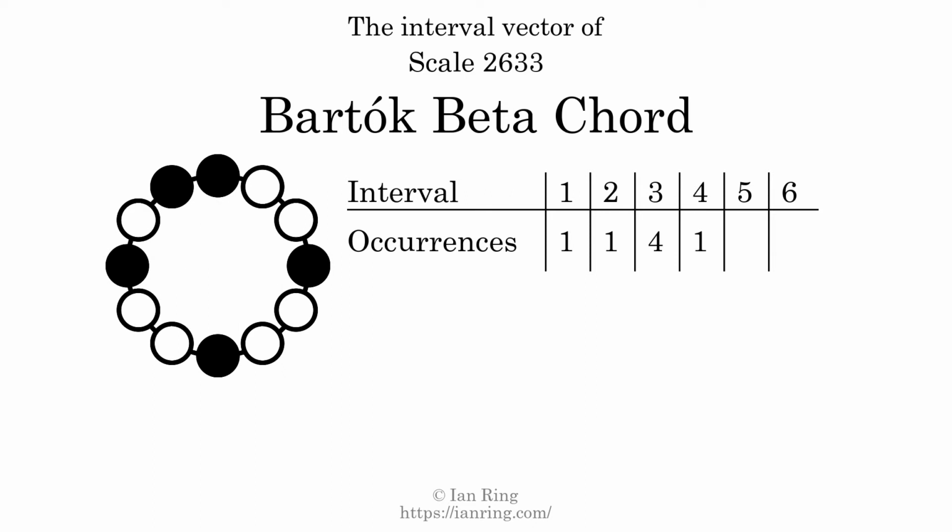There is one interval with a size of 4 semitones. It is here. There is one interval with a size of 5 semitones. It is here. There are 2 intervals with a size of 6 semitones. They are here and here. Each interval does not appear in this scale a unique number of times, so this is not a deep scale.